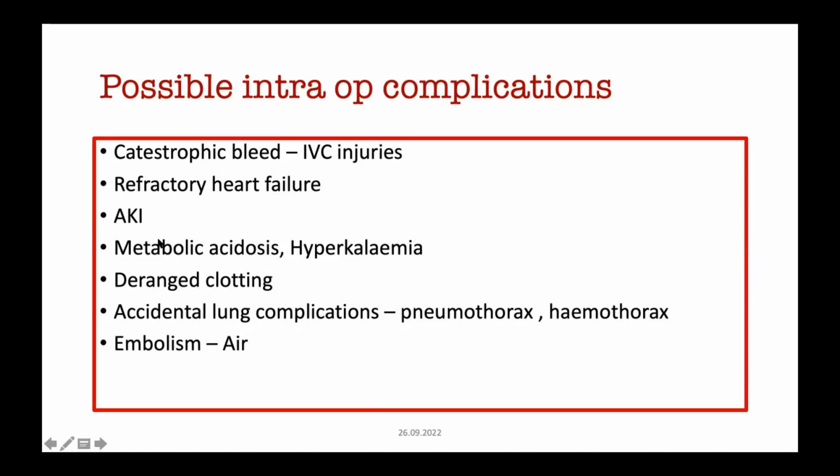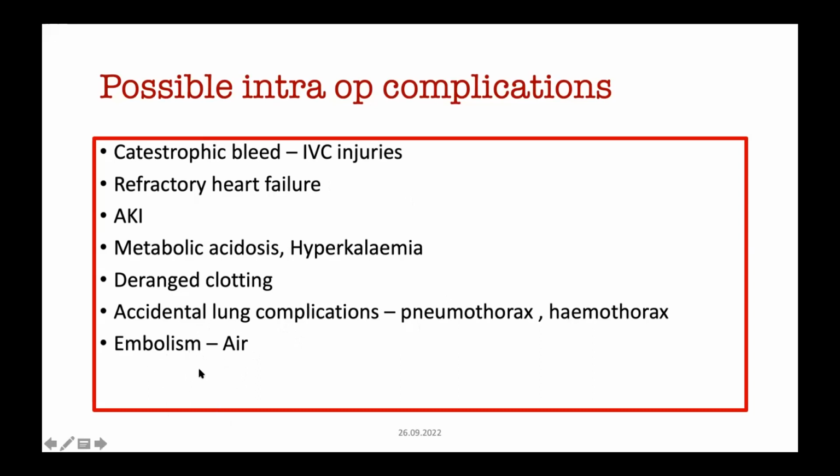And AKI is another possible complication, where you have to get meticulous control over it, probably starting from the pre-op hydration and intraoperative hydration and so on. And you will have to monitor them as well. Metabolic acidosis, hyperkalemia are common, and deranged clotting. And accidental lung complications like pneumothorax, hemothorax are possible, because they are just meddling under the diaphragm. There can be accidental tear on the diaphragm. Usually the surgeons warn us, but if it goes undetected, we have to detect it from our end through the airway pressures and so on.